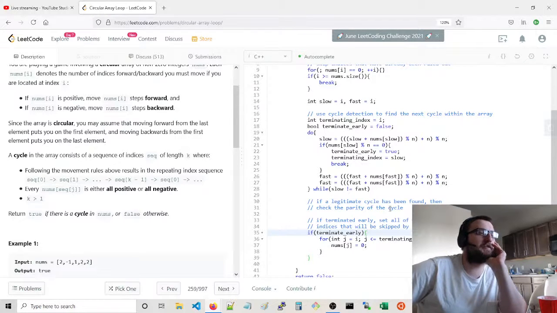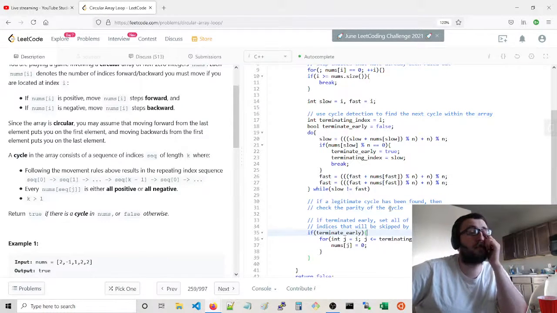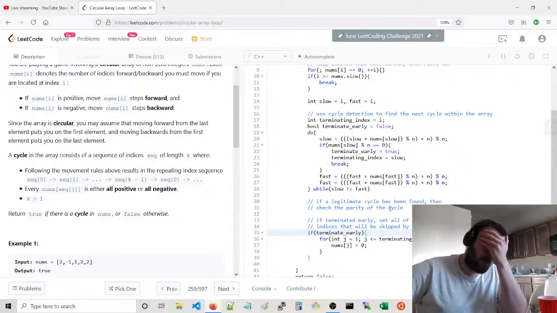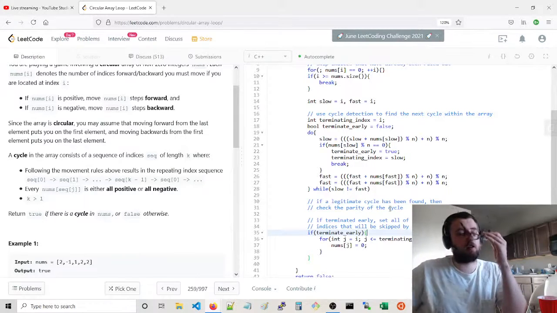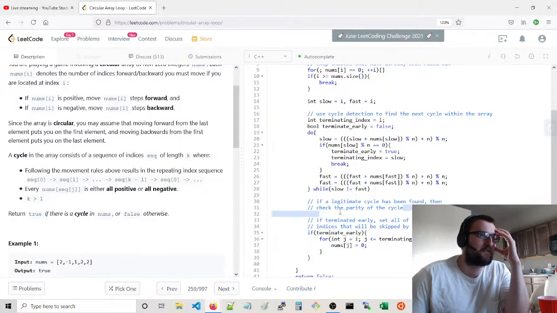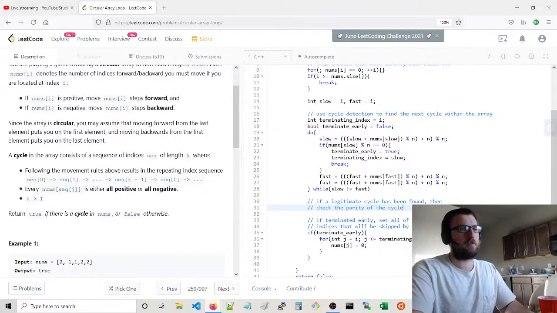Part of the issue here is if you terminate early or if you don't terminate early. Does that really matter? Because that's the cycle anyway. Because I think this next check that we do here is going to check your cycle. Yeah, actually, we'll just do it this way.